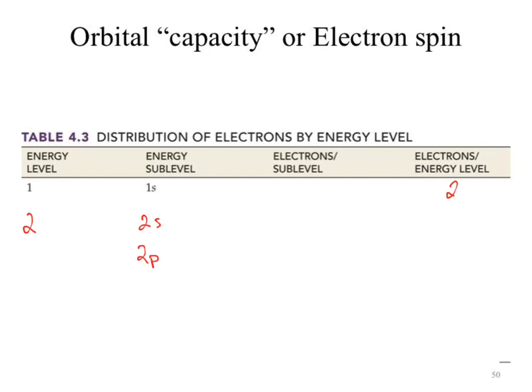The 2s can hold two electrons, the 2p can hold six. The total electrons for that energy level? Eight. What happens if we move to the third energy level? How many electrons?